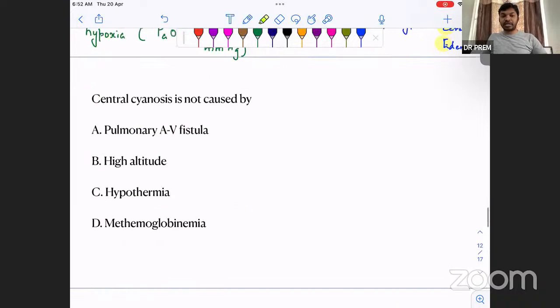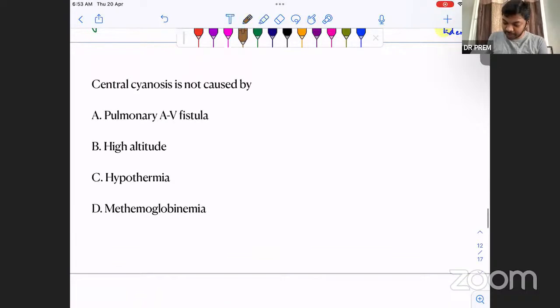Now, the next one is again an easy question. Which is not causing central cyanosis? Pulmonary AV fistula, high altitude, hypothermia, methemoglobinemia, guys. Any answers here which is not causing central cyanosis? All right. Fine. We'll take up the answer here.